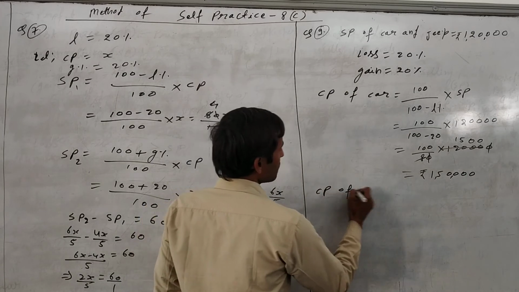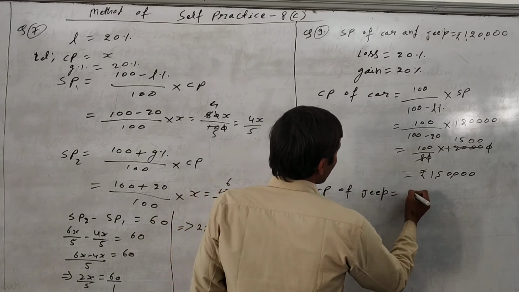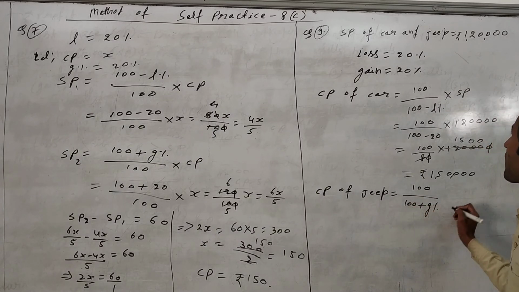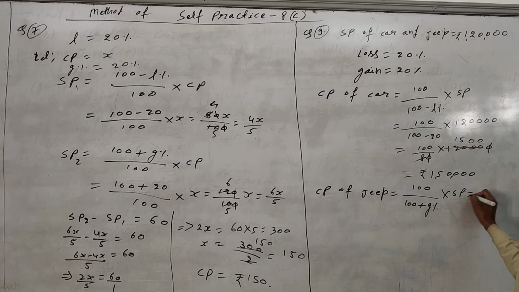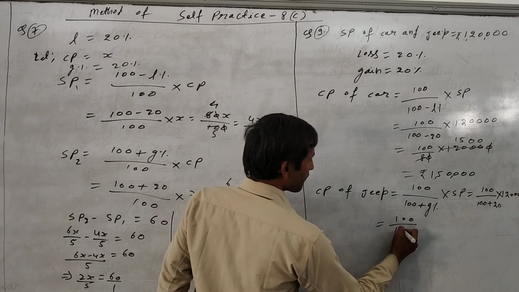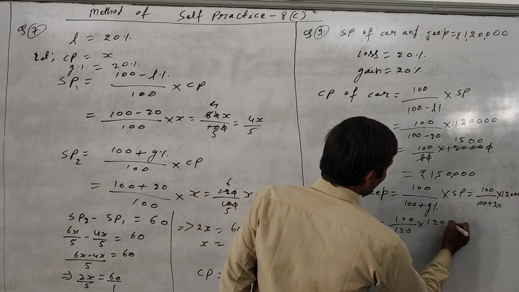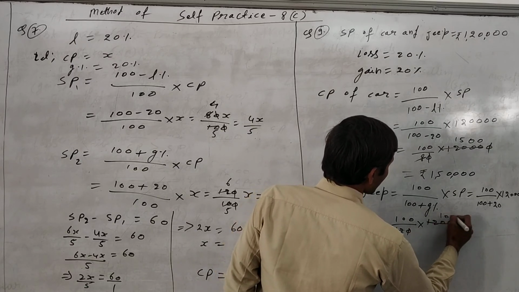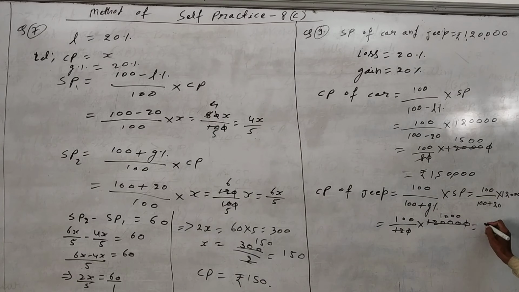Now we have to find CP of jeep. So CP of jeep, how much? We have to use again 100 upon 100 plus gain percent, because gain percent is given, into SP. So we will use 100 upon 100 plus gain, means 20, into 1,20,000. So how much will it come? 100 upon 120 into 1,20,000. Then 10 will cancel, and then it will come 1 lakh exact. So CP of jeep is equal to 1 lakh rupees.